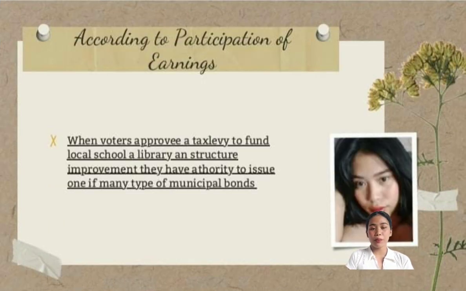According to participation of earnings, when voters approve a tax levy to fund a local school, a library, or a structural improvement, they may have authorized their local taxing authority to issue one of many types of municipal bonds. Municipal bonds or government bonds are used by counties, cities, municipalities, or any other authorized public authority, such as school boards and highway commission districts.